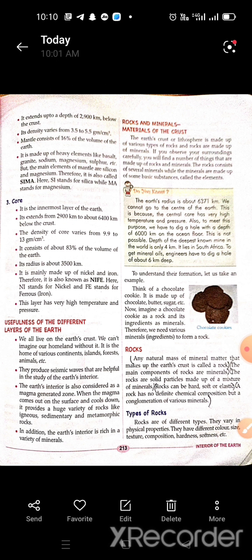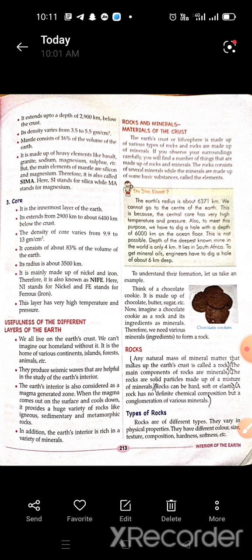So these kinds of rocks and minerals we get from the interior of the Earth are useful in our day-to-day life. In addition, Earth's interior is rich in a variety of minerals. Again, as I have already told you, we get so many kinds of minerals from the Earth's interior. Rocks and minerals, minerals of the crust. So we get various rocks and minerals from the Earth's interior.